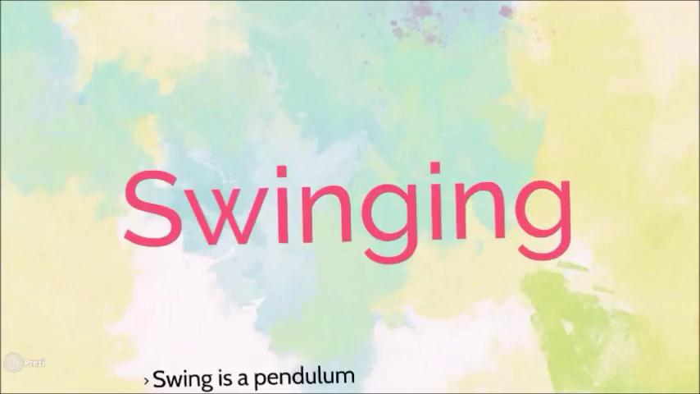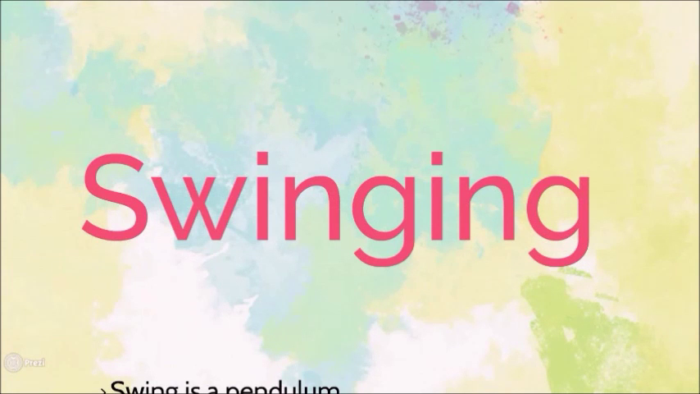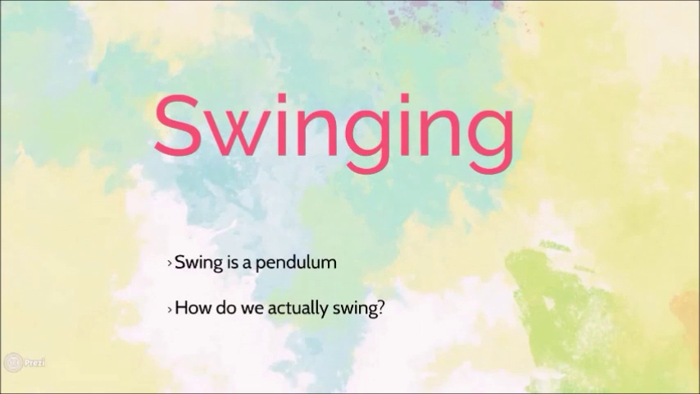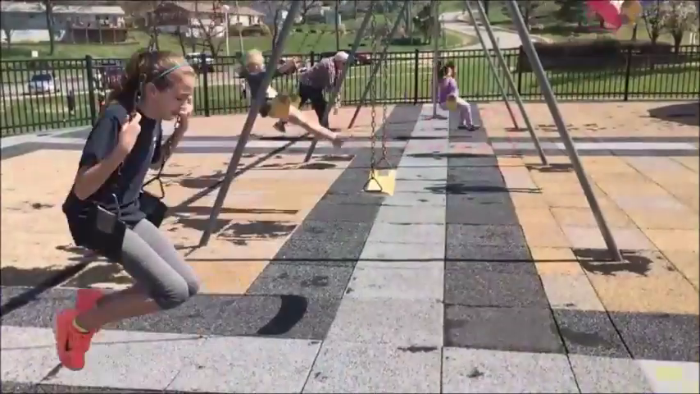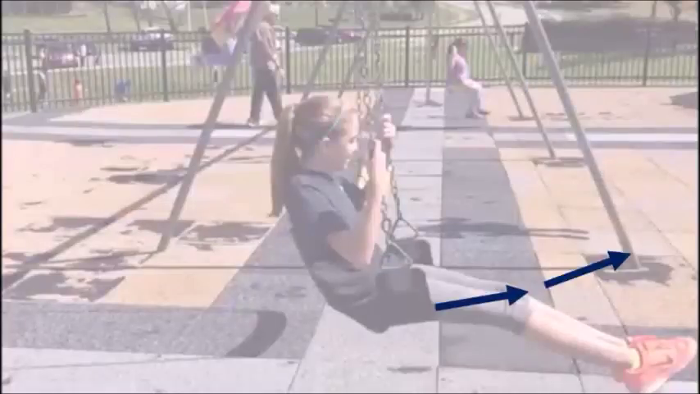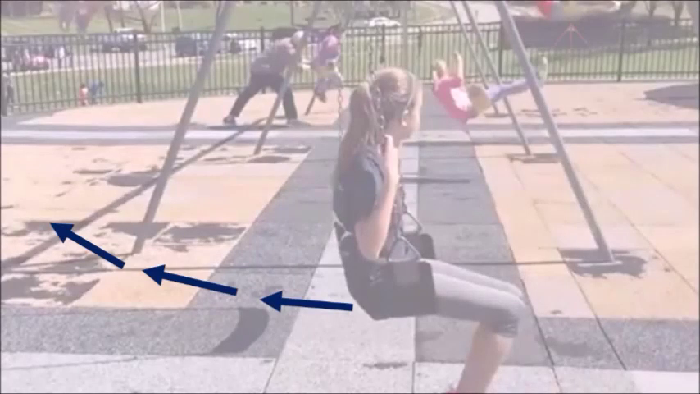Speaking of pendulums, let's examine our next action: swinging. It's pretty obvious that a swing is a pendulum, and when we look at the pendulum, we can find out many things about its motion. So, let's take a look at a swing in motion. As you can see, the swing moves forward and then moves back in the same direction, just like a pendulum does.